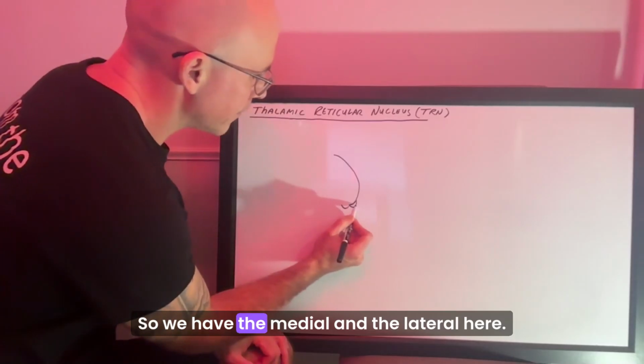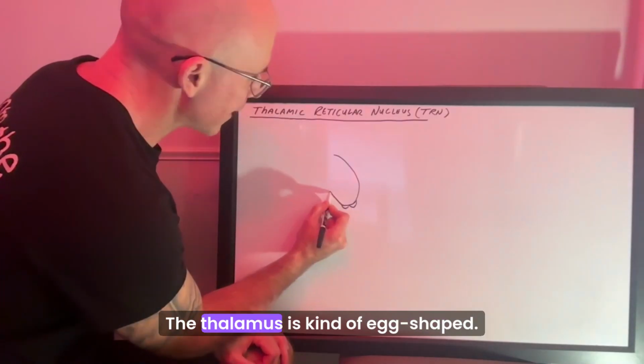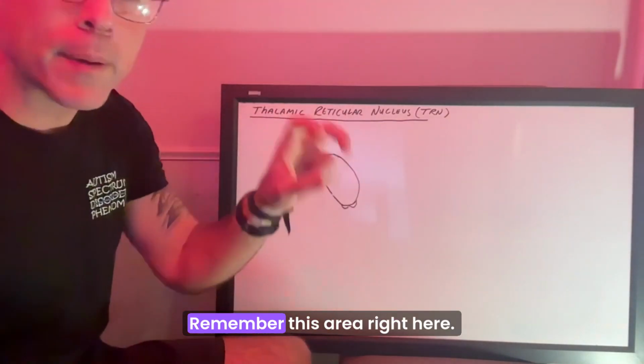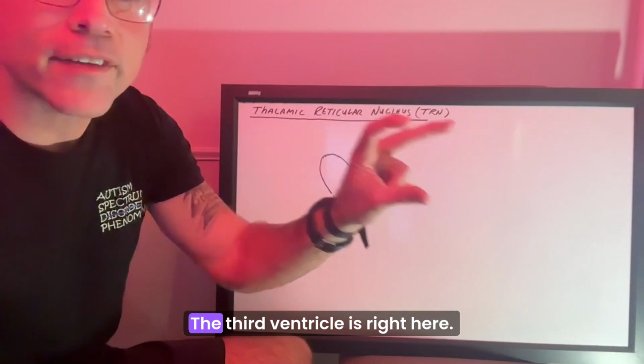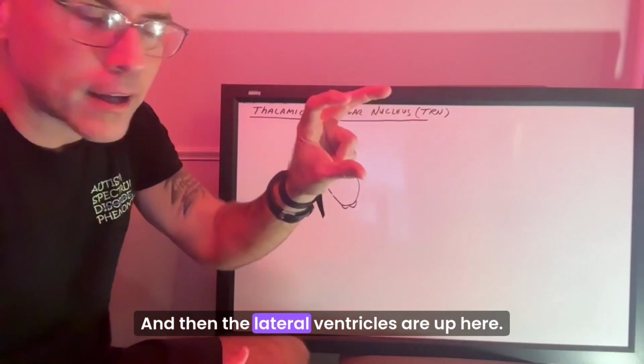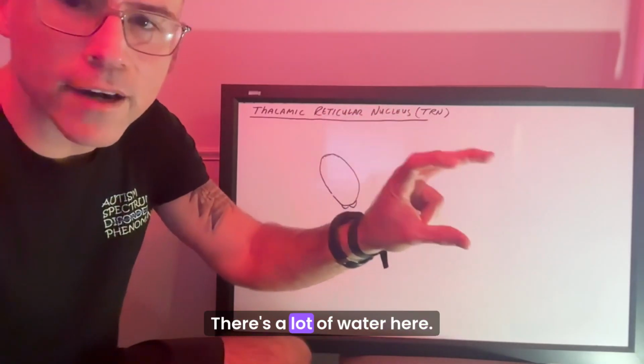So we have the medial and the lateral here. The thalamus is kind of egg-shaped. It's deep in the brain. Remember this area right here. The third ventricle is right here. And then the lateral ventricles are up here. There's a lot of water here.